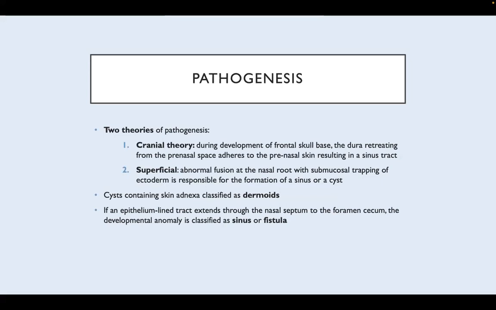In terms of terminology, cysts that contain adnexa are classified as dermoids. And if an epithelium-lined tract extends through the nasal septum to the foramen cecum, which I mentioned earlier, then the anomaly will be classified as a sinus or a fistula.